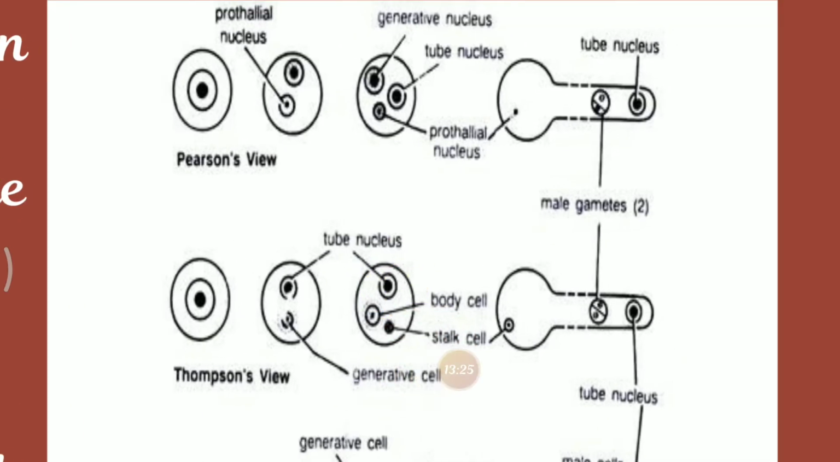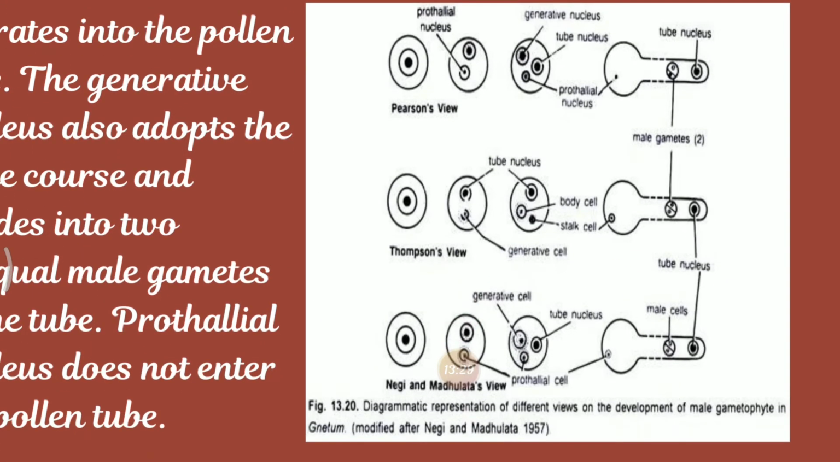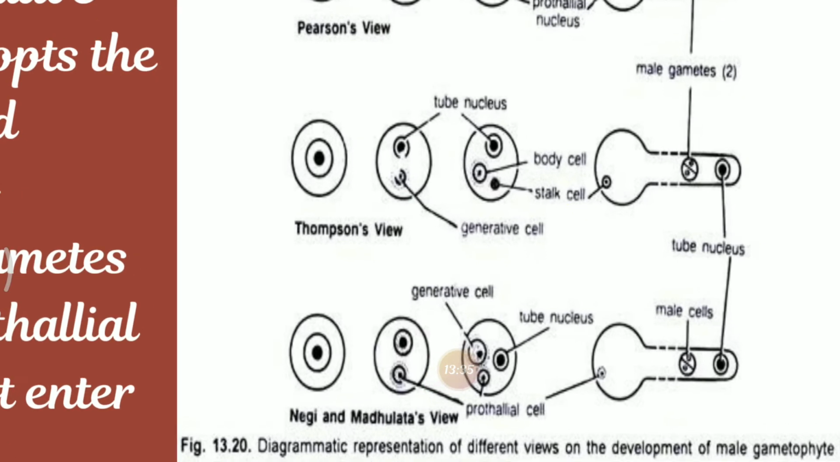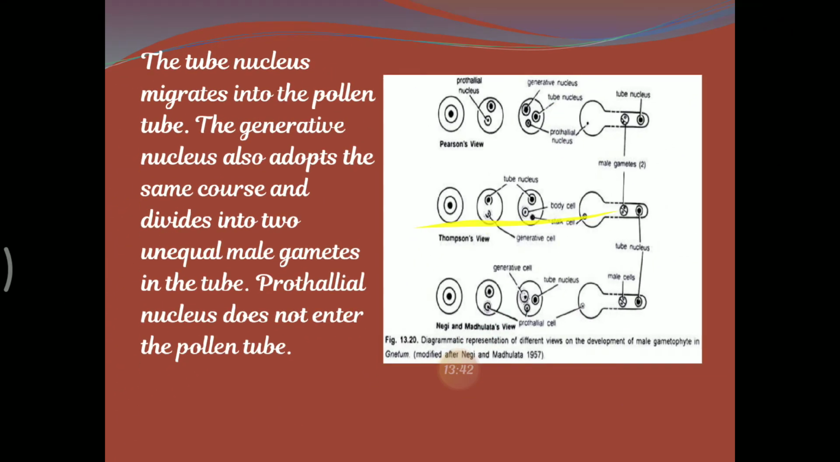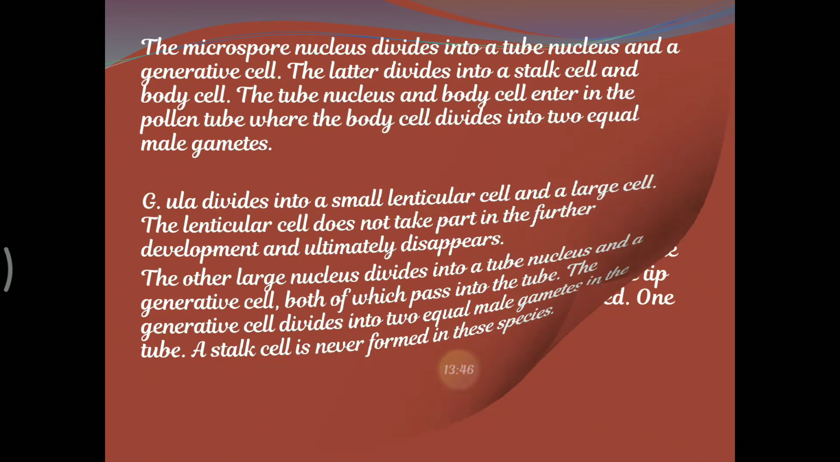Next, coming to this, we can see the elaboration of the particular tube nucleus. The generative cell is done there. Again the tube nucleus is formed. Later two male cells will be produced. This is how the male gametophyte is working here. This is the same thing I have been explaining.